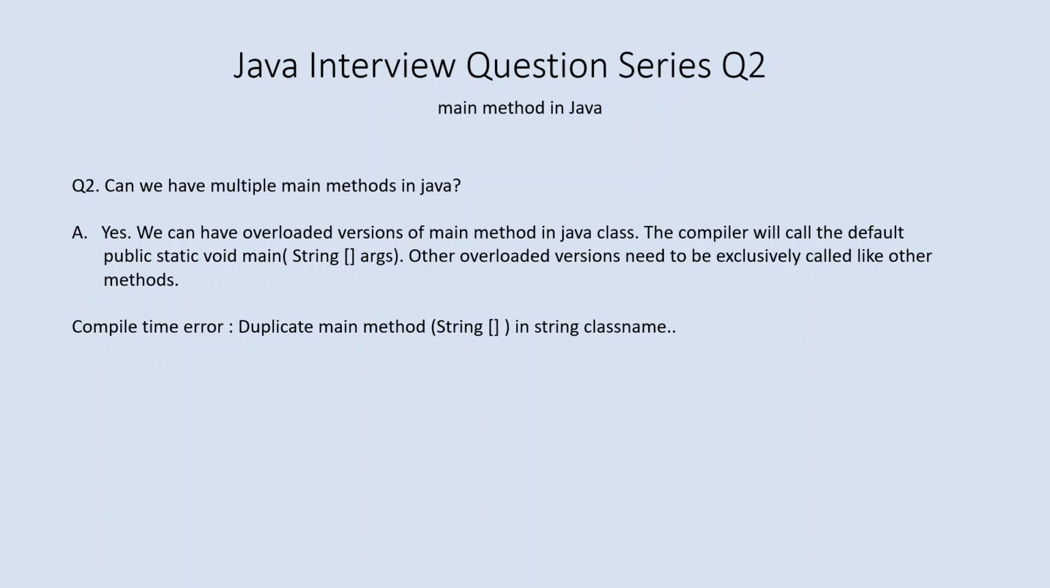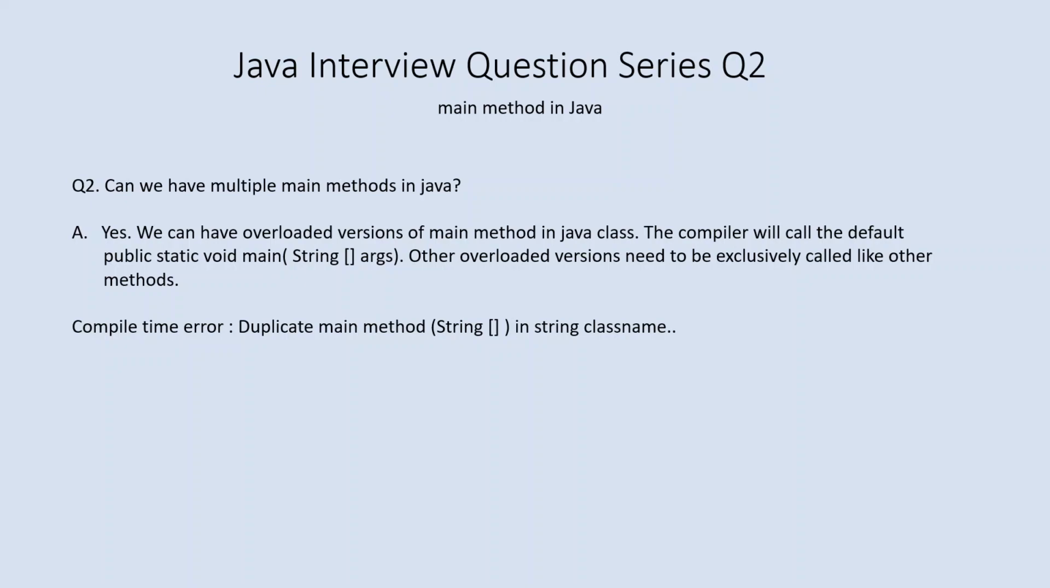So the second question is, can we have multiple main methods in Java? The answer is yes. We can definitely have multiple main methods in Java, but we have to overload them. What is the meaning of overloading a method? It means the signature of the two methods should be different. The name of the method can be the same, but the signature should be different.